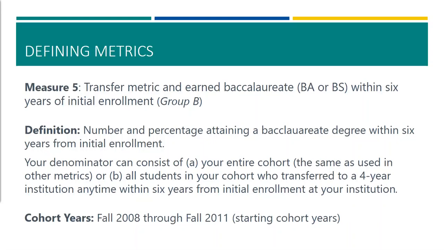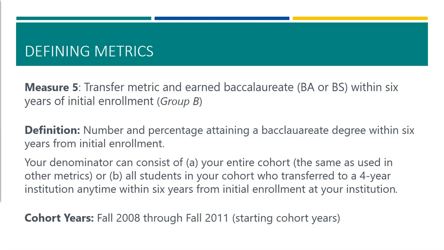It can either be your entire cohort, so the same as what's used in other metrics, or only the students in your cohort who transferred. Now, if you go with the first option, you will have a lower percentage because some of your students never transferred and therefore they wouldn't even possibly be credited in your numerator. They never transferred, they're not earning a baccalaureate degree. The only idea to keep in mind is that we're looking at longitudinal growth. So just because the number's low, you might have still increased on the number, and that's good.